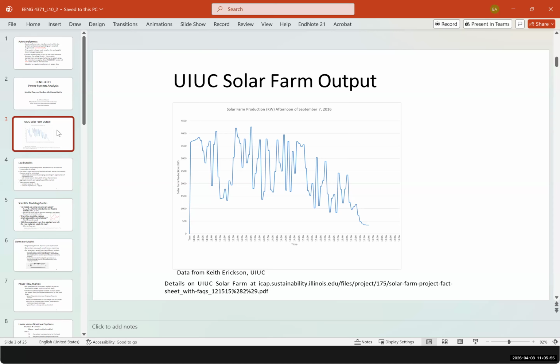Also, we have fluctuations in the load as well. We have peak hours, off-peak hours. Some seasons we have higher demand, some seasons we have lower demand. So we have to take all of these into account.